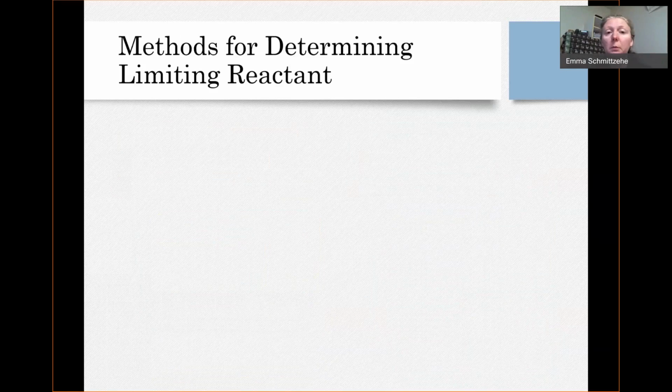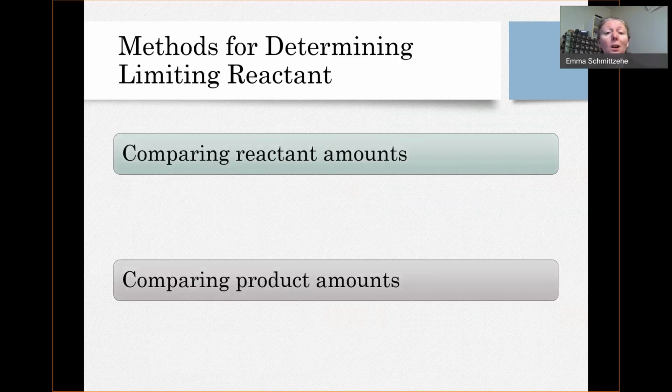I want to introduce both of them, and you can use either of these methods and they'll both give you the same answer. So you don't need to do both. The two methods are either to compare amounts of reactants or to compare product amounts. So it's one or the other. No matter which one you do, you have to do some stoichiometry first. You can't just take the given amounts of substance A and substance B, compare their masses, and assume that the lesser one is the limiting reactant. It's not how it works.